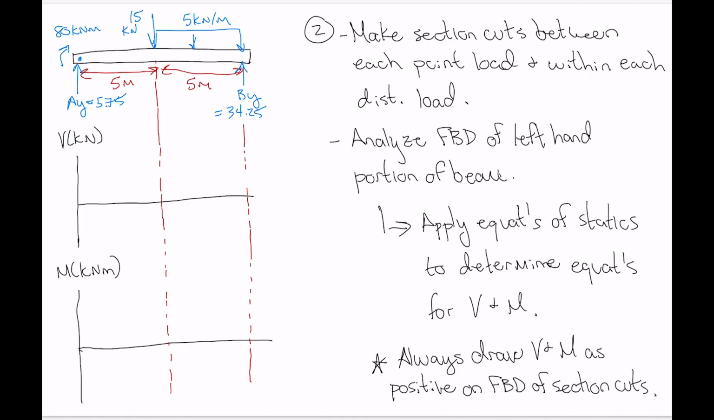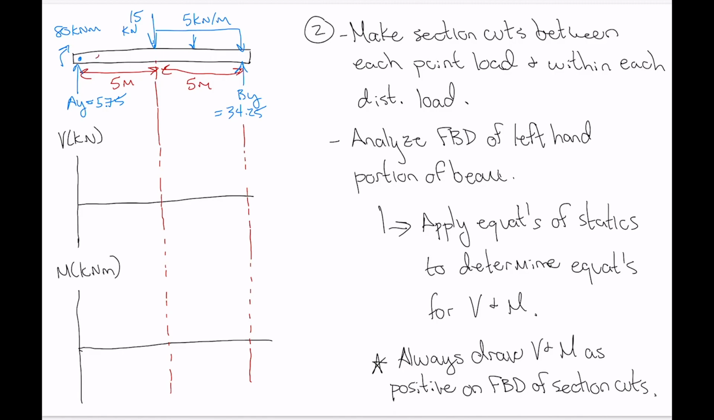Okay, so thinking about this second rule here, let's look at how many section cuts we're going to have to do. So we've got two sort of point loads here. We've got an 80 kilonewton meter point moment, and we've got a 5.75 kilonewton point load. Those both exist exactly at point A, so we can't section between them.